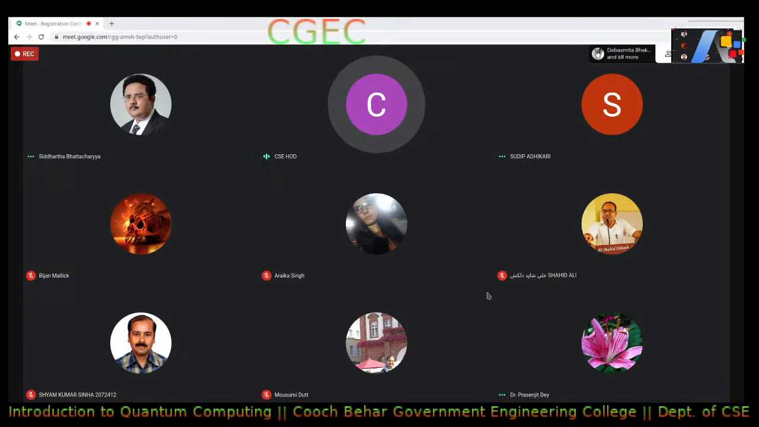Another question, how is cryptography applied in quantum computing? Cryptography is not applied. Quantum computing principles can be applied to devise different cryptographic algorithms. A new field has already come up, quantum cryptography. Lots of people are working in this direction.